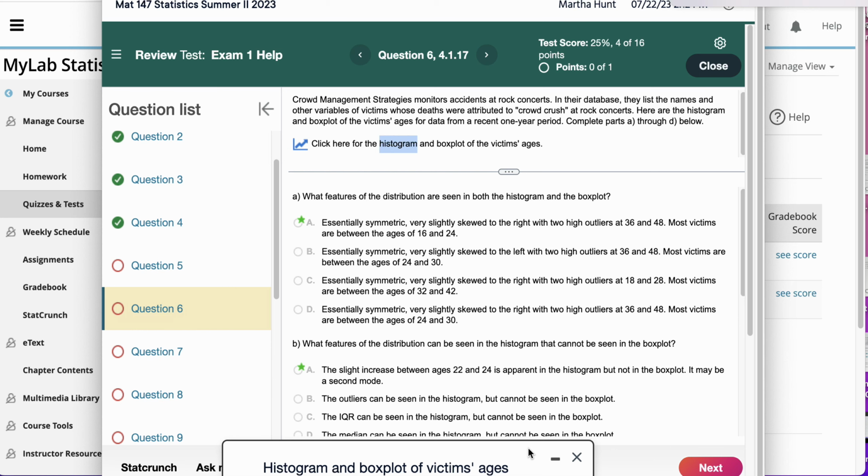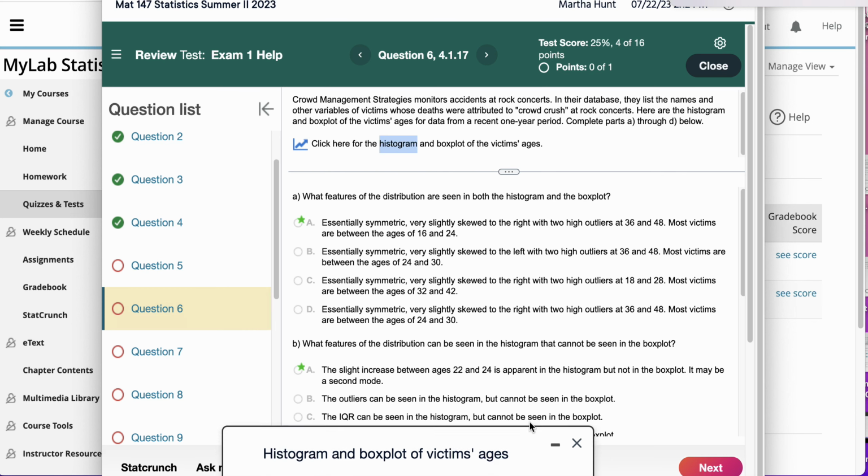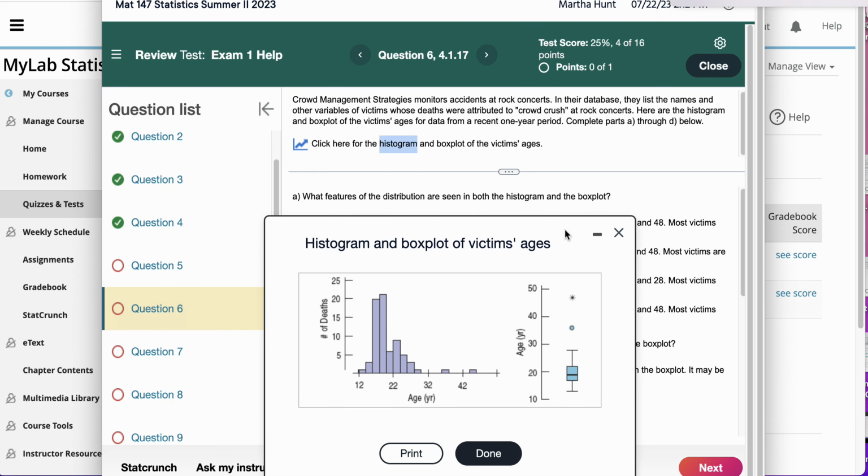What can't you see? Well, let me see. The features of the distribution. So you can't see the modes, can't see any of that stuff. So the modes in particular is something that you cannot see.